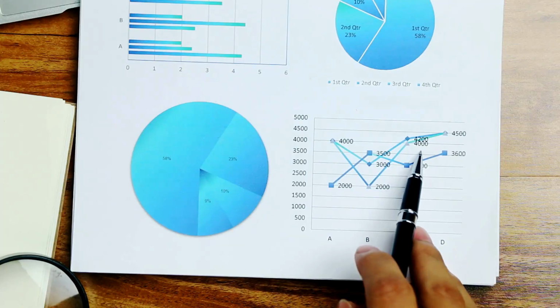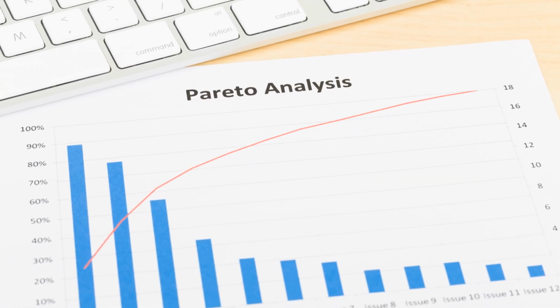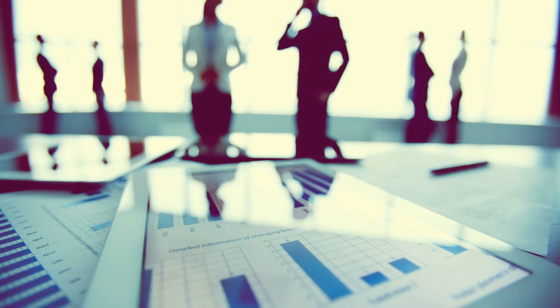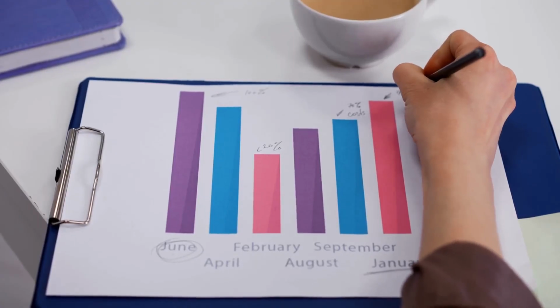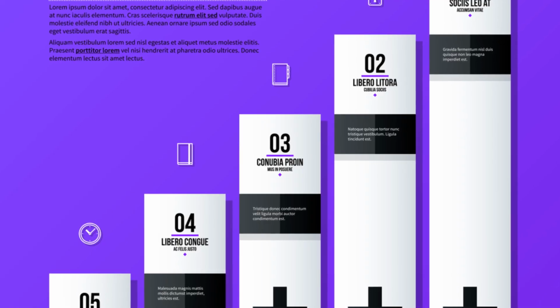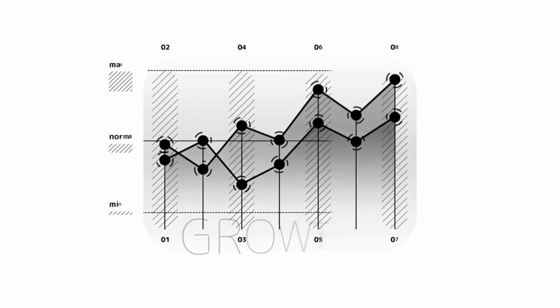Next up, the Pareto chart, named after economist Vilfredo Pareto and his famous 80-20 rule. In many cases, 80% of problems come from 20% of causes. The Pareto chart is a bar chart that sorts problems from biggest to smallest, making it easy to spot the vital few. It also includes a line showing the cumulative impact.